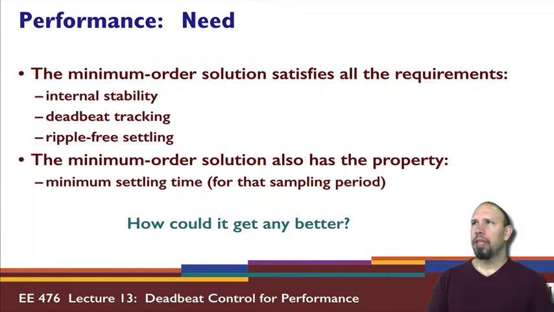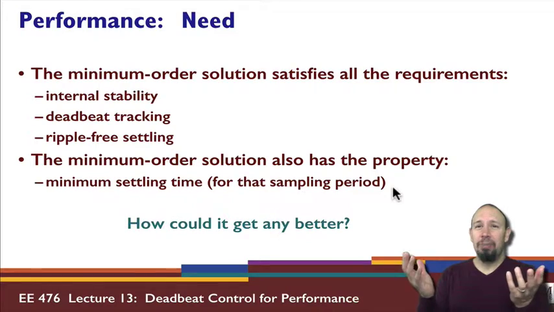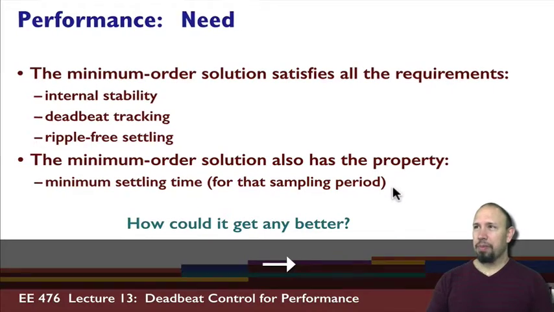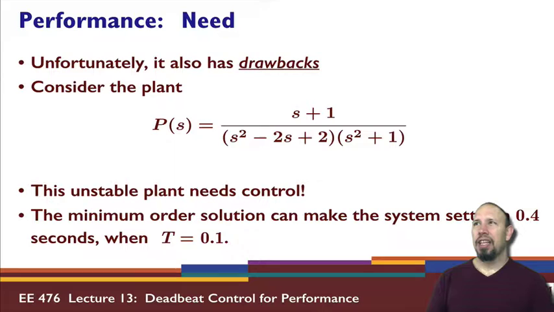Now the need is the issue of performance. The minimum order solution satisfies all of the basic requirements: internal stability, deadbeat tracking, ripple-free settling. That's awesome, but it's often not quite enough. The minimum order solution also has the nice property that it gives minimum settling time for that particular sampling period. So the question is, how could it get any better? Well, unfortunately, the minimum order solution also has drawbacks that can be significant.